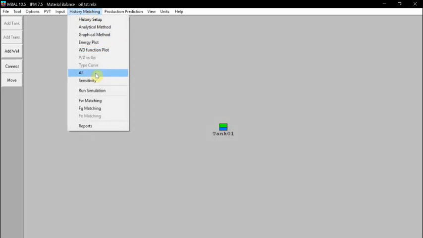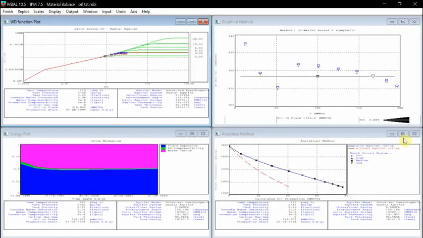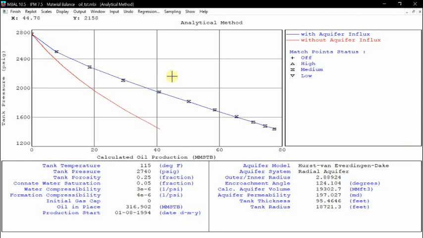So I'll show you now. You see here that the black dots are our history data. The red one is a simulation without aquifer influx, and the blue one is a simulation with aquifer influx. Since the blue is matching the black points, it means our aquifer data is correct.